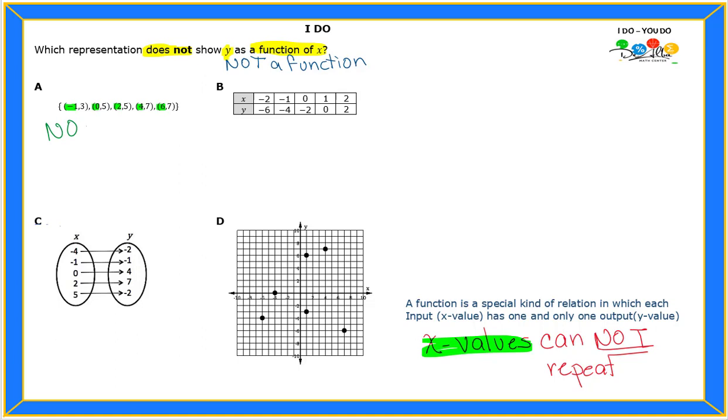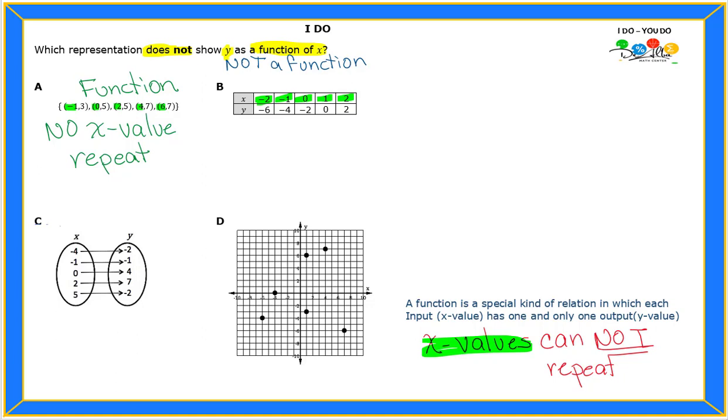So let's write it down. No x value repeats. Therefore, this is a function. But I'm looking for something that is not a function. Okay? So let's look at letter B. What about letter B? Let's look at the x values, right? That's what I'm focusing on. So my x values are going to be -2, -1, 0, 1, and +2.